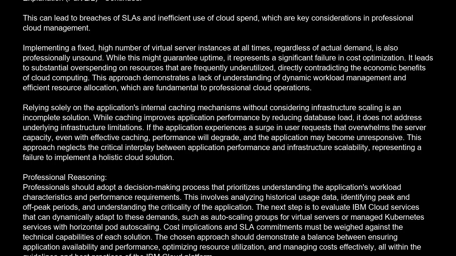Professional reasoning. Professionals should adopt a decision-making process that prioritizes understanding the application's workload characteristics and performance requirements. This involves analyzing historical usage data, identifying peak and off-peak periods, and understanding the criticality of the application. The next step is to evaluate IBM Cloud services that can dynamically adapt to these demands, such as auto-scaling groups for virtual servers or managed Kubernetes services with horizontal pod auto-scaling.